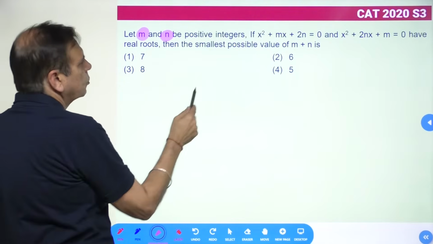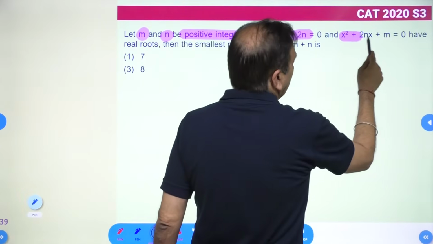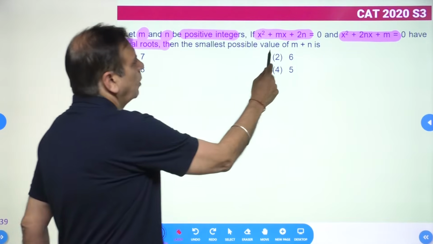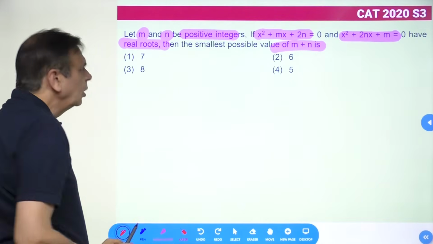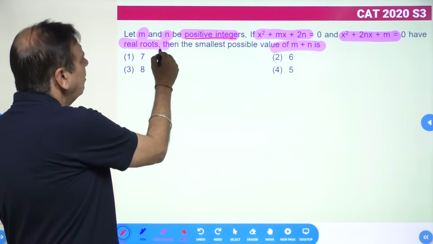Let m and n be positive integers. If x square plus mx plus 2n is 0 and x square plus 2nx plus m equal to 0 have real roots, then what is the smallest possible value of m plus n? Two things are important. Positive integers, m and n both are positive integers, and they have real roots.